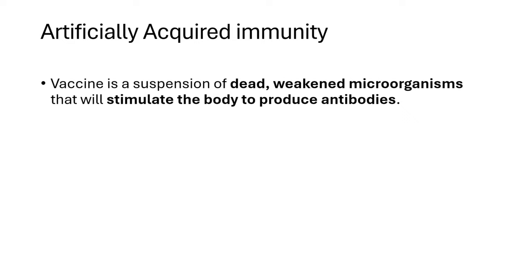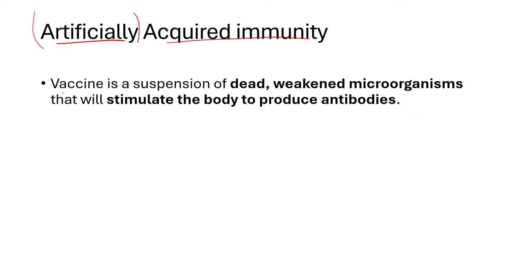So now we have to artificially acquire immunity. When you say artificially, it just means that it's not natural. The word acquire just means we are getting. So how do you get immunity? Because naturally the immunity in your body is not enough to destroy things such as the HIV virus, or certain pathogens that are strong.